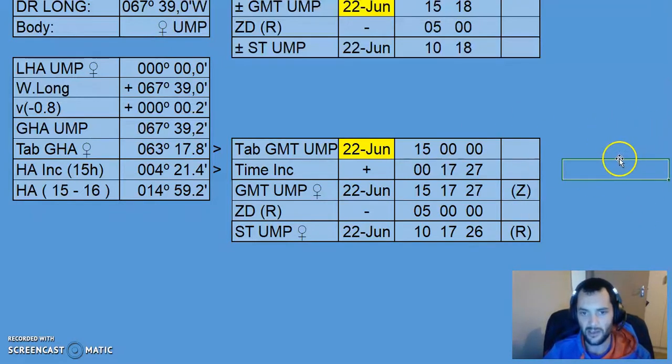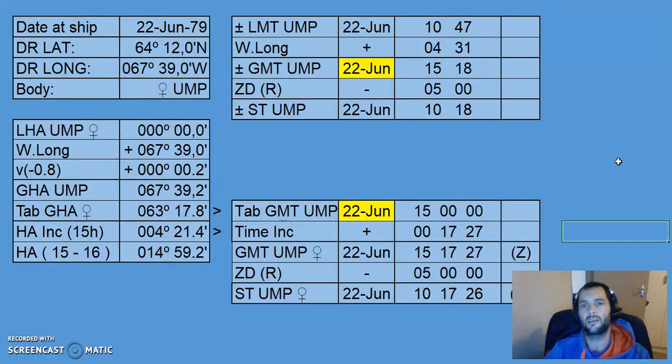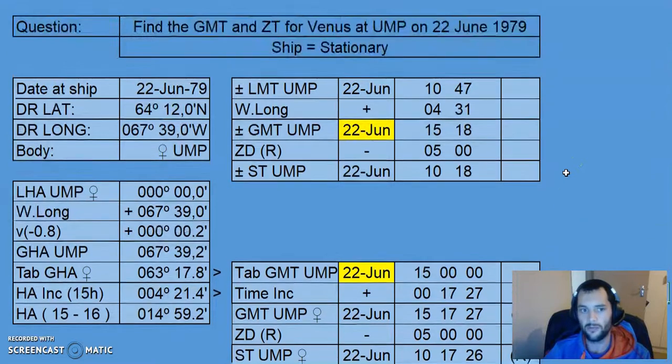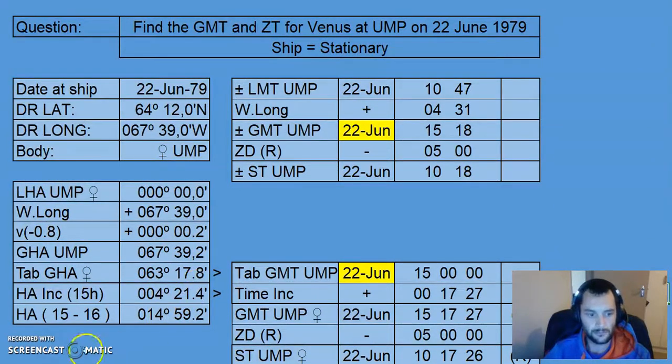So this is a calculation for Venus. This is what it would look like if the vessel is stationary and we need to get a time for the Upper Meridian Passage of Venus. I hope you guys can make use of this one, and in the next set of videos we will be looking at how we're going to approach a Lower Meridian Passage calculation.